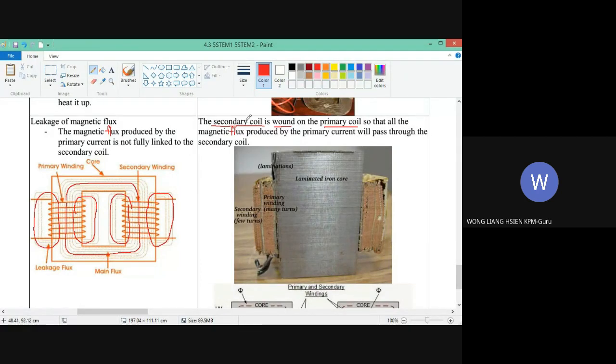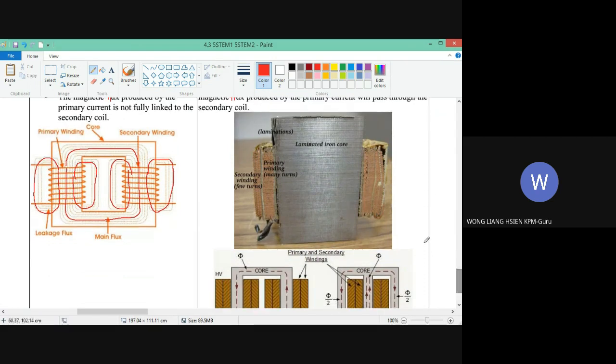So what does it mean? The secondary coil is wound on the primary coil. Look at this cross section. This is an actual transformer that has been cut in half, so you can see the iron core, and here the primary winding, and outside it the secondary winding. That means the secondary winding is on top of the primary winding, or the secondary coil is on top of the primary coil. You see or not?